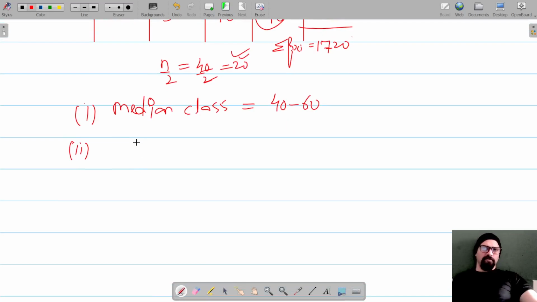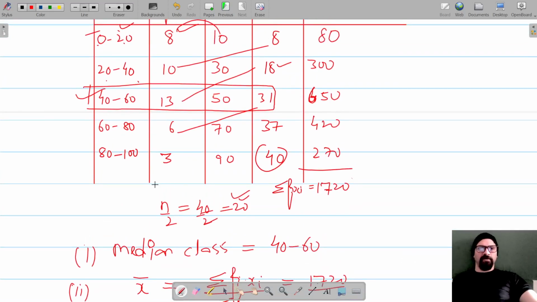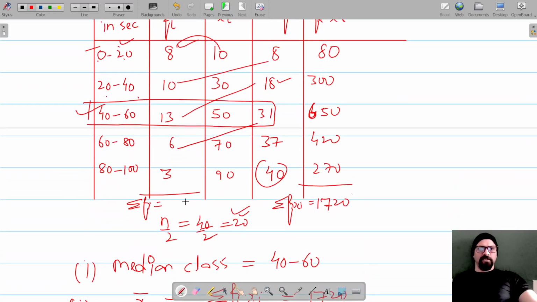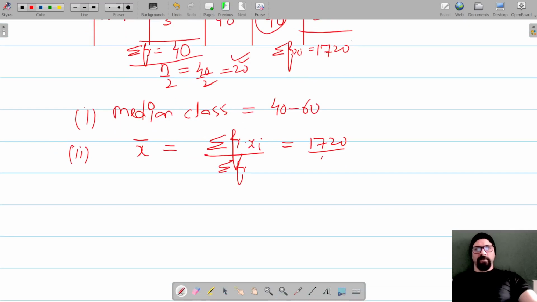And we have to find the mean. So mean is given by sigma fi into xi by sigma fi. So it's 1720 divided by sigma fi. Let's find out sigma fi, that is the summation of the frequencies: 8 and 3 is 11, and 6 is 17, and 3 is 20. It should be 40. So this is 40. Divided by 40 gives me, 4 fours are 16, and 4 threes are 12. So the mean is 43.